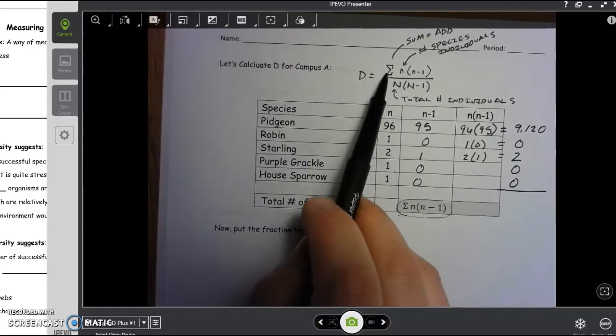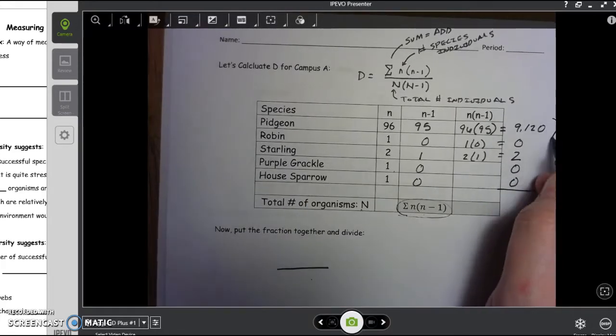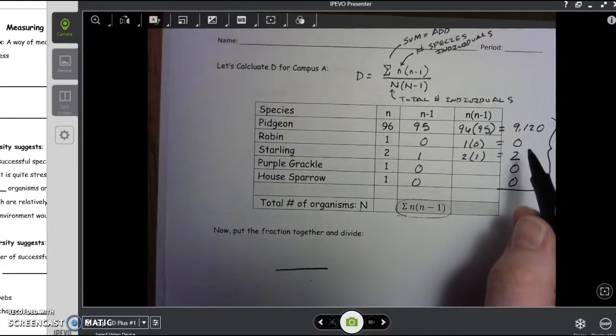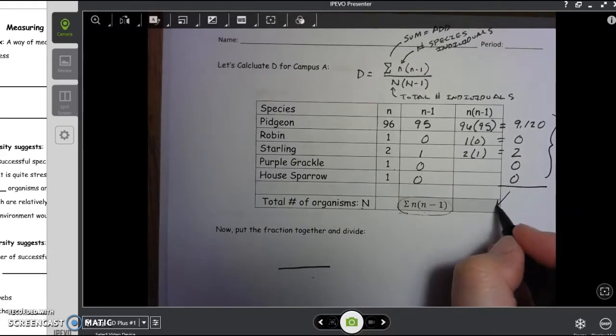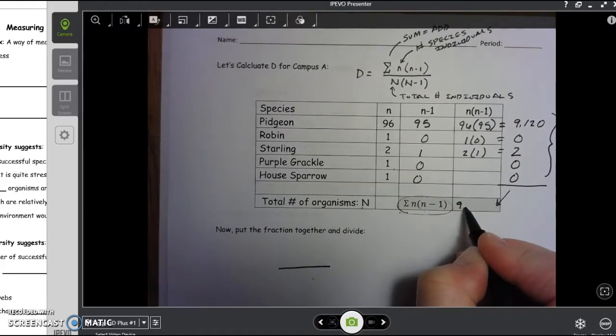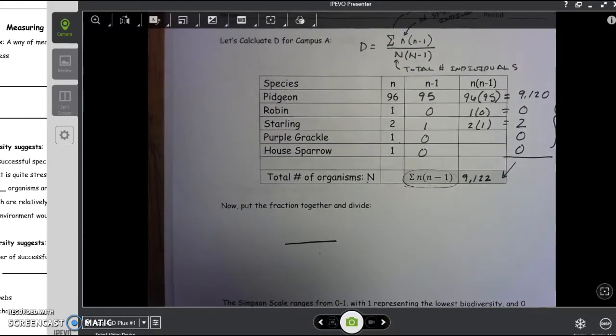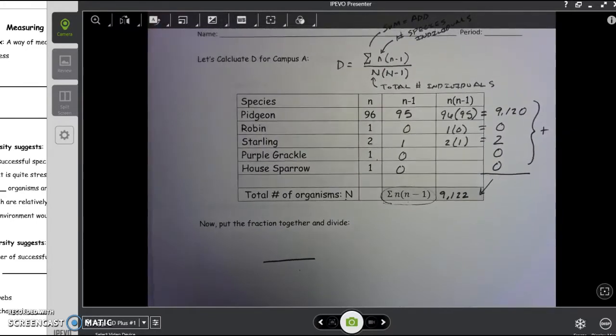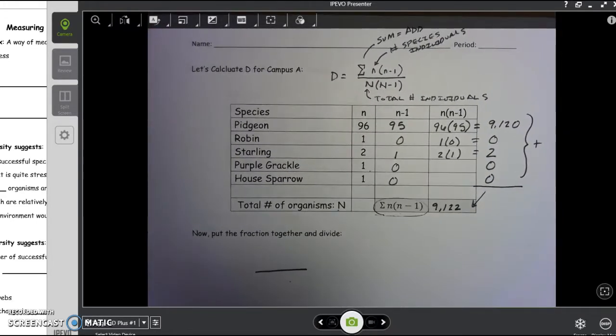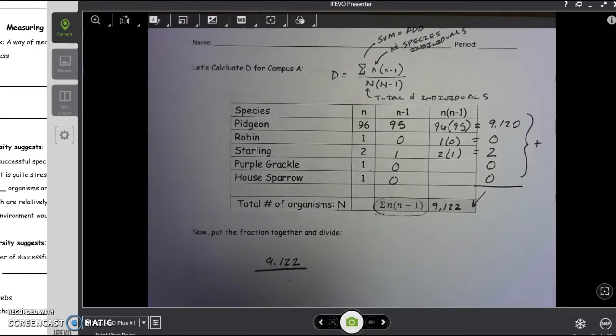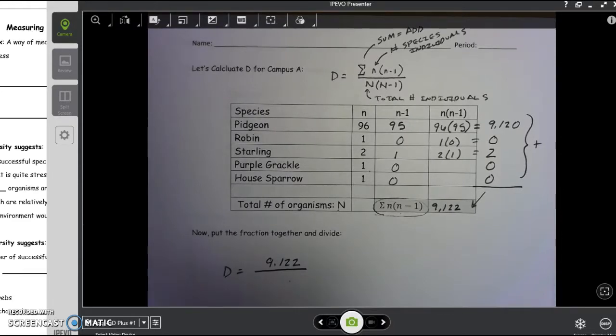And this is where the summation part comes in, so we simply add all of these up, and of course the number is 9,122. So now we know that 9,122 is what goes in the top of our diversity index fraction.